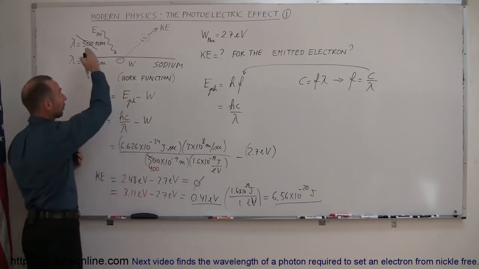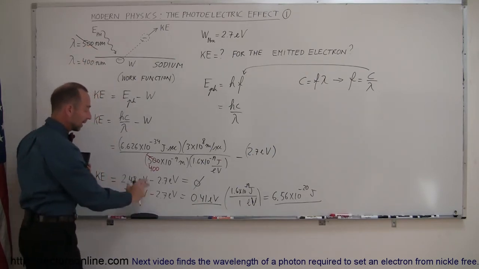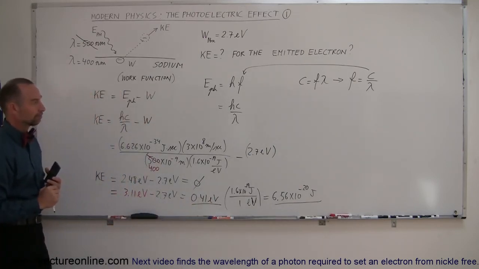In some cases, the photon does not have enough energy, so no electrons jump free. In some cases, it is enough. The electron jumps free, and the remainder, the difference, will then be the kinetic energy of the electron. And that's how you do that.